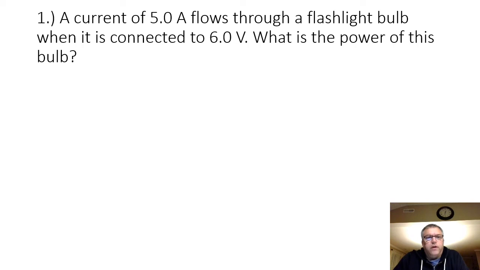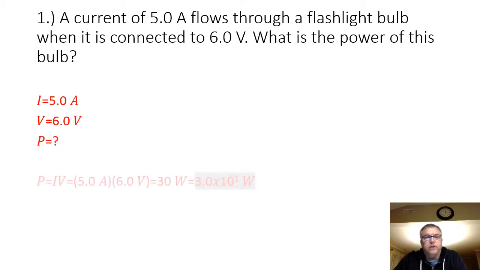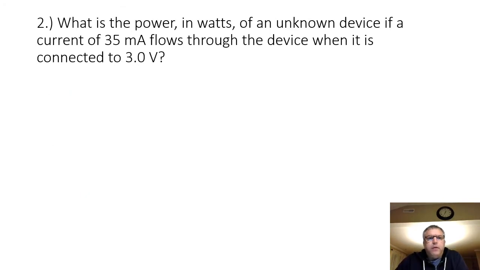So we are given the current, 5.0 amps, and the voltage, 6.0 volts, and we're trying to solve for the power. So I know the power equals the current times the voltage. 5.0 amps times 6.0 volts is going to give me 30 watts. And if I want to put that into the correct number of significant figures, it would be 3.0 times 10 to the first watts.